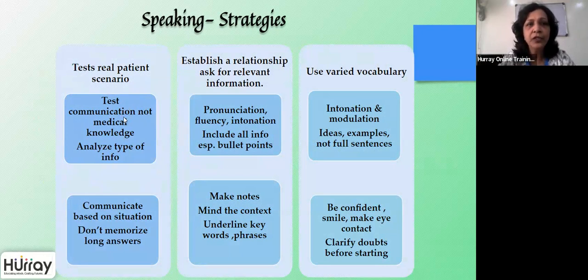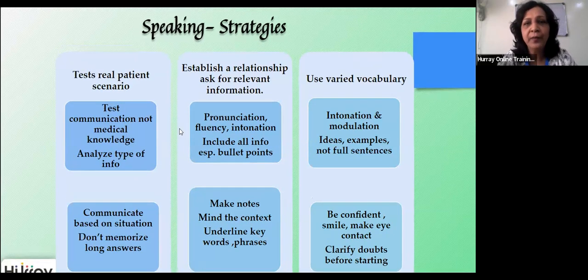This test is not to test your medical knowledge. It is to analyze your communication skills. So it tests your communication and not your medical knowledge. The communication is based on the situation, so don't memorize long answers. The criteria you need to look out for are pronunciation, fluency, intonation, grammar, and also clinical communication skills which are assessed. Once you join the classes, we'll give you the specific assessment criteria and how many points are allotted for each of the criterion.